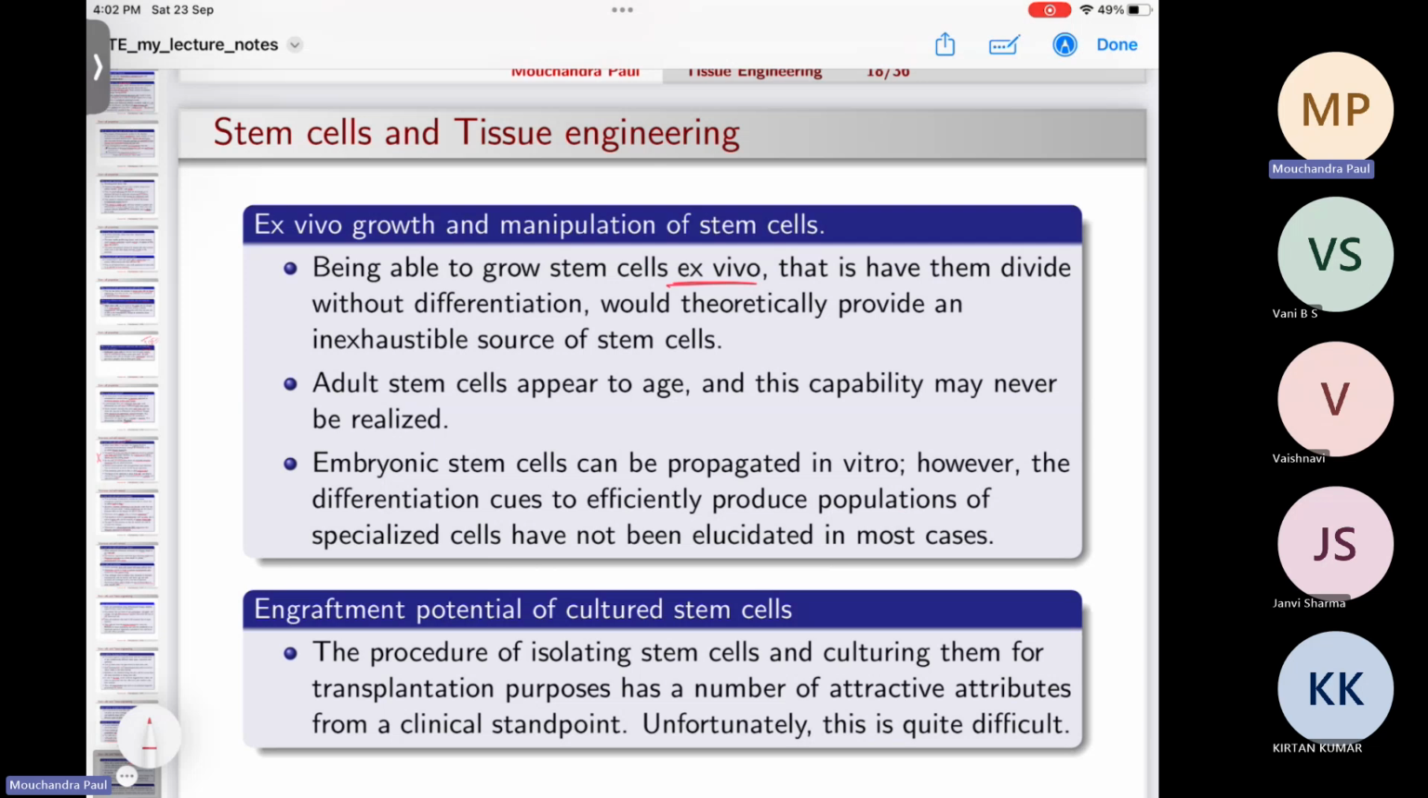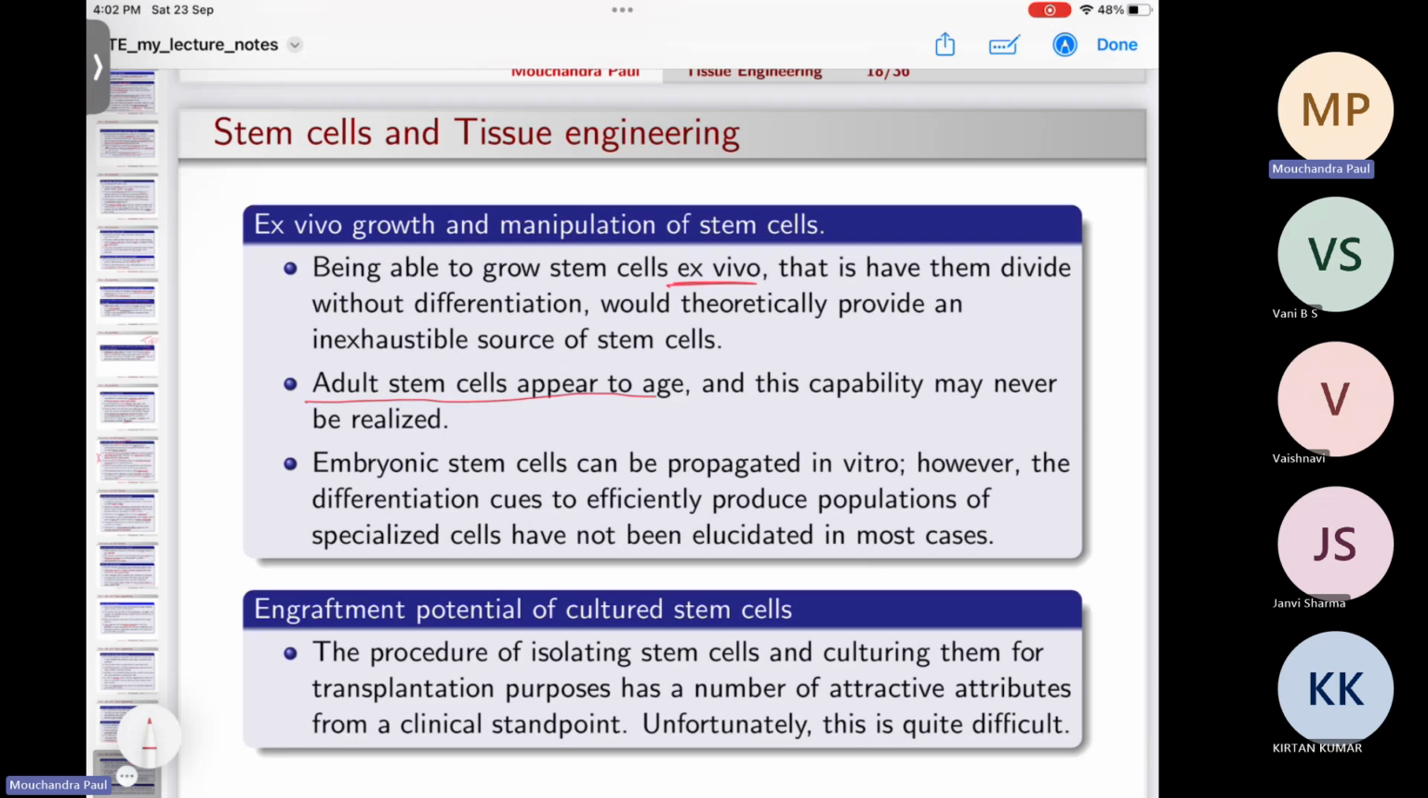Also, adult stem cells age, meaning the activity of the telomerase enzyme is not that much, because of which the length of the telomere is reducing. So extensive proliferation cannot happen. It has a limitation that bounds the number of doublings the stem cell can undergo.